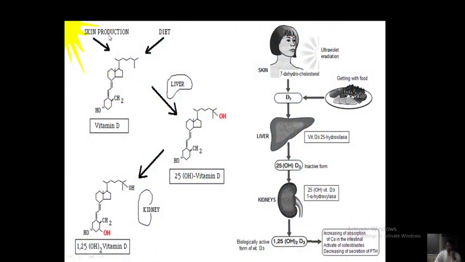So this picture I was trying to explain: in the skin vitamin D3 is formed, and from the diet you also get vitamin D. How do you get it by UV rays? This will convert 7-dehydrocholesterol into vitamin D3. Then it will go to the liver. This is called 25-hydroxy vitamin D, and from the liver it will go to the kidney, where it is converted.